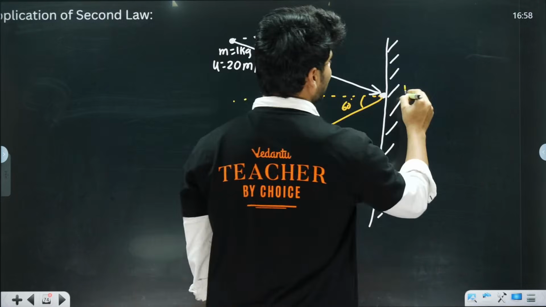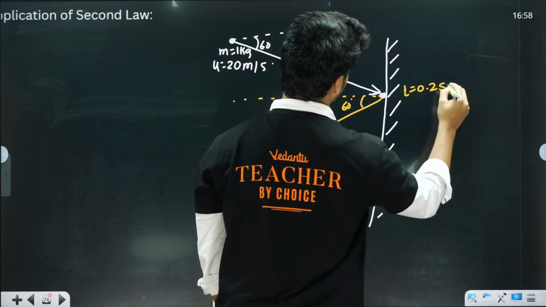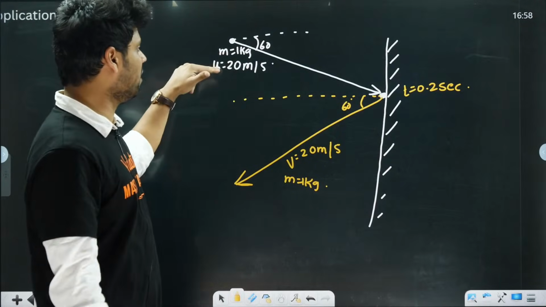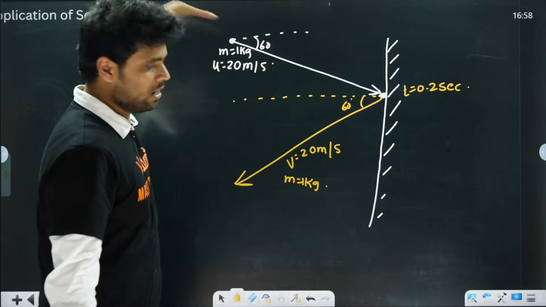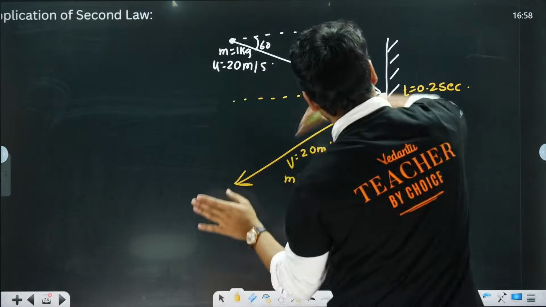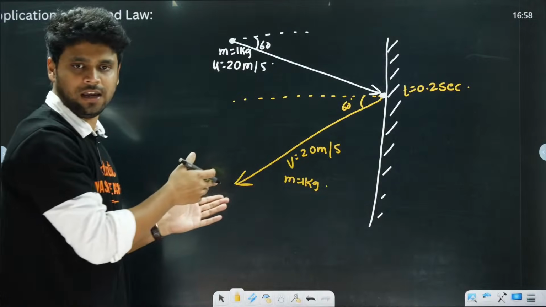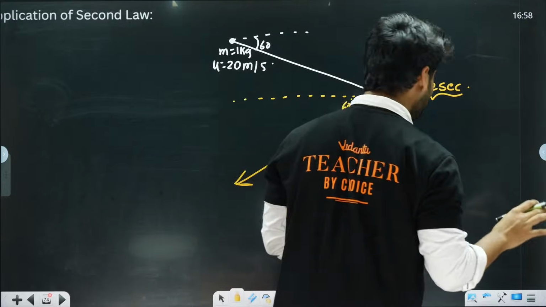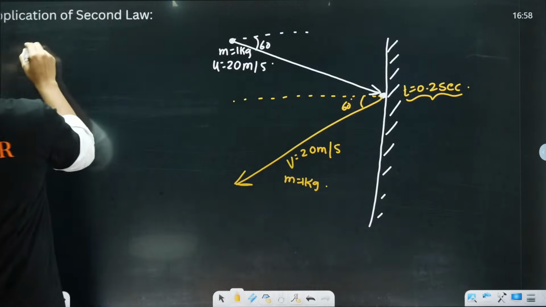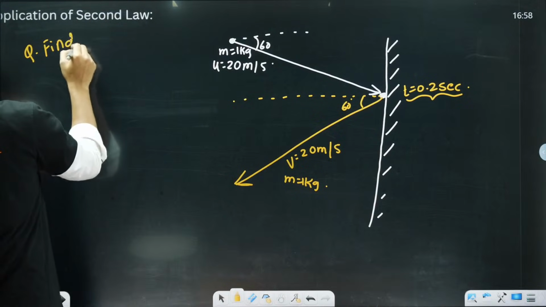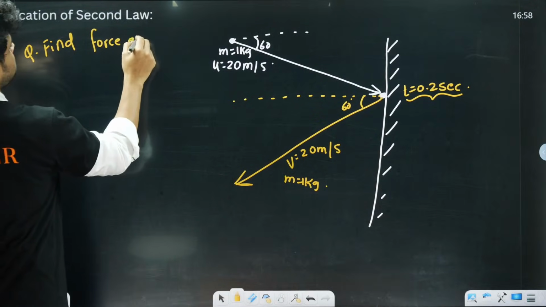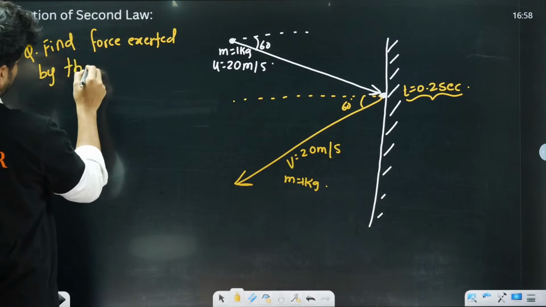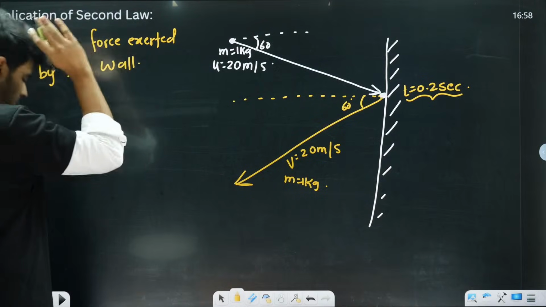If the time of contact was 0.2 seconds. Understanding the question? I have a ball. I am throwing this ball with 20 meter per second at 60 degrees to the horizontal, hitting the wall and coming back at 60 degrees with the horizontal only. Same speed, same mass. Time of contact is 0.2 seconds. Find the force exerted by the wall.